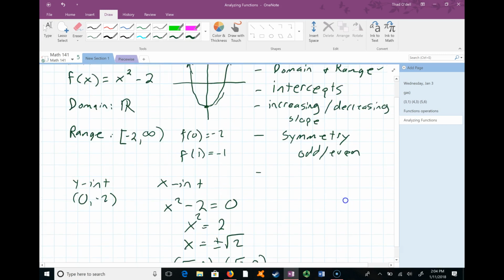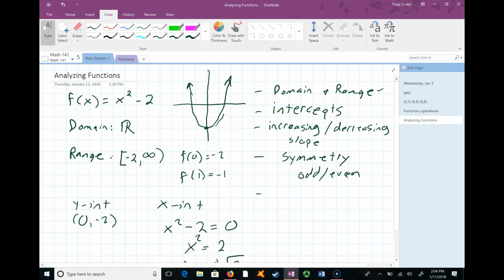Moving right along: increasing, decreasing. We want to be able to talk about where this graph is increasing and where it is decreasing. The idea of increasing means, as you go from left to right, is it going up or going down? You notice in the graph, from here over, as we go from left to right, it's going down. And from then on, as you go from left to right, it's going up.